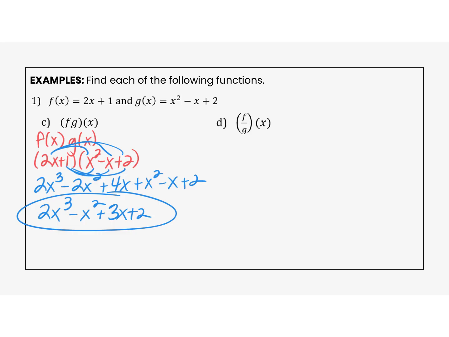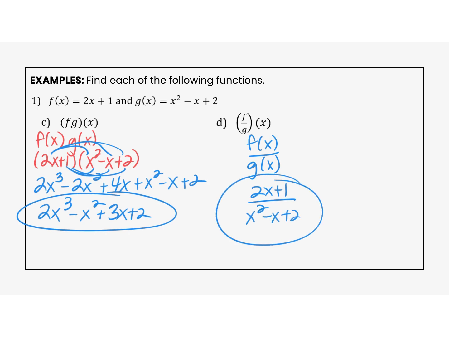Okay, when I'm dividing, I'm taking f of x over g of x, and again, g of x cannot be 0. In this case, it's not, so I'm just going to do 2x plus 1 over x squared minus x plus 2. And for that one, that's all we have to do.